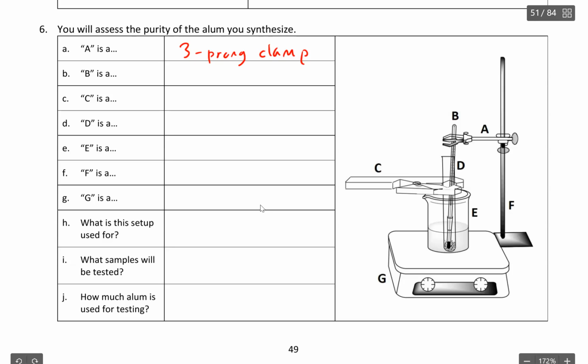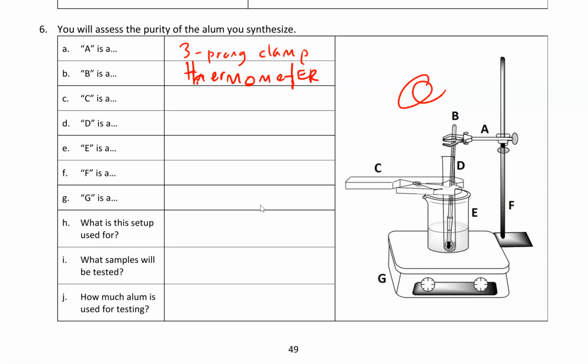We'll use that to hold on to the thermometer, which is letter B. Uh-oh. Oh no, there it goes. It's being very stubborn. Sorry, chemists.